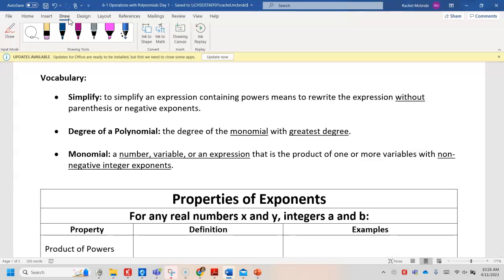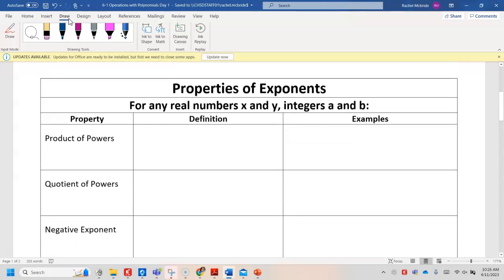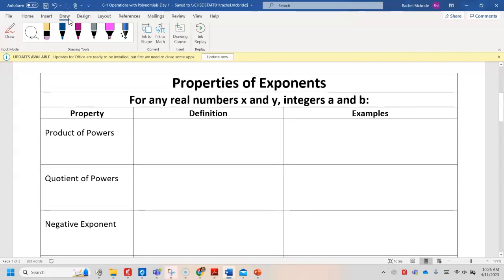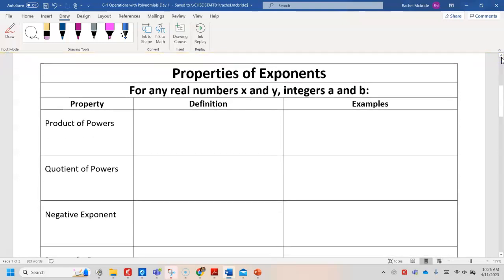So like I said, those are our three big terms. Today we're going to focus on properties and simplifying. Over the next couple of days, we're going to add, subtract, multiply, and divide. So in order to be able to add, subtract, multiply, divide, as well as to simplify, we need to have certain properties of those exponents. So the first property is a product of powers.